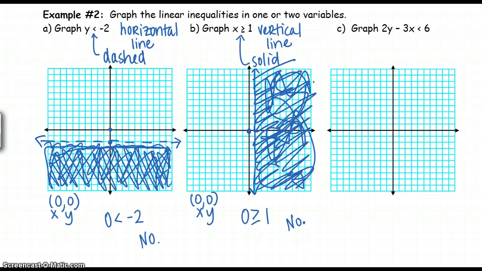Moving on to part C. Graph 2y minus 3x is less than 6. This is a little different. We have an x and we have a y. You're more than welcome to get this in slope-intercept form, y equals mx plus b, but I think it's a little bit easier sometimes to use x and y intercepts.